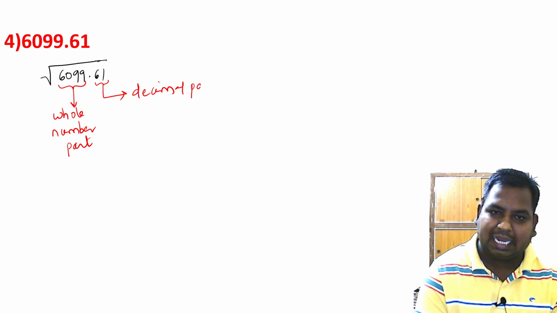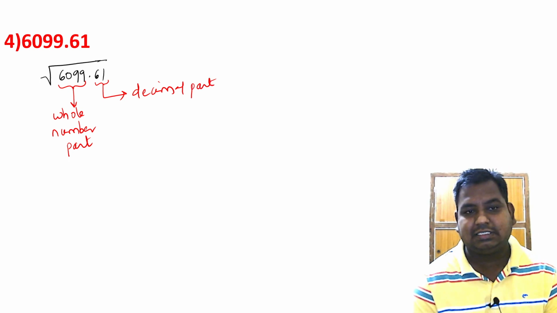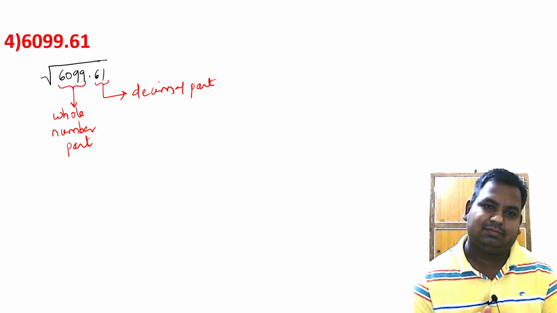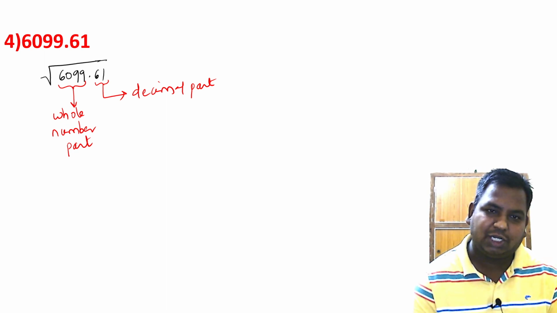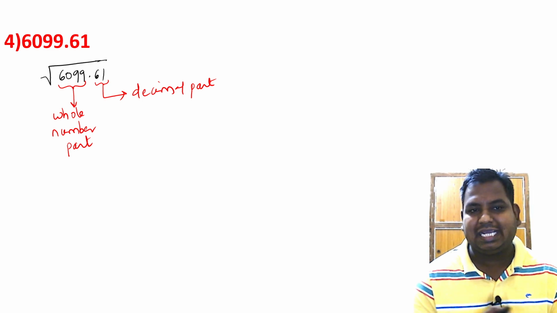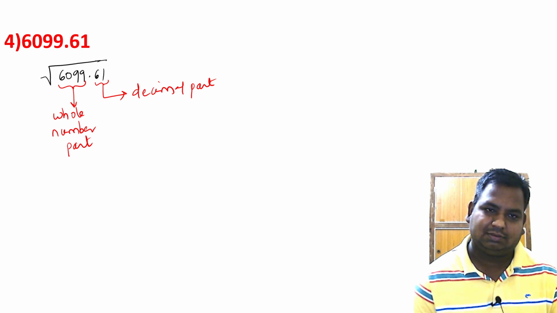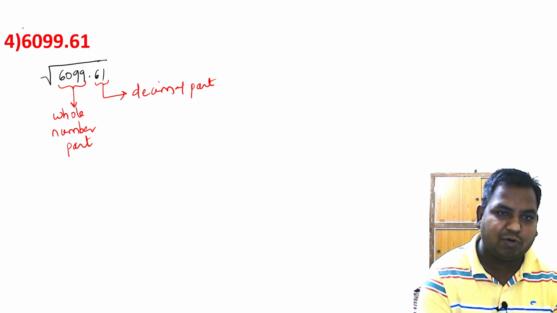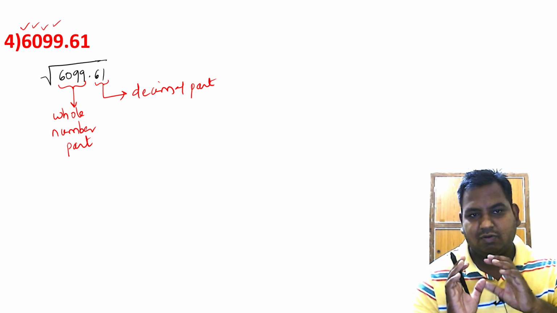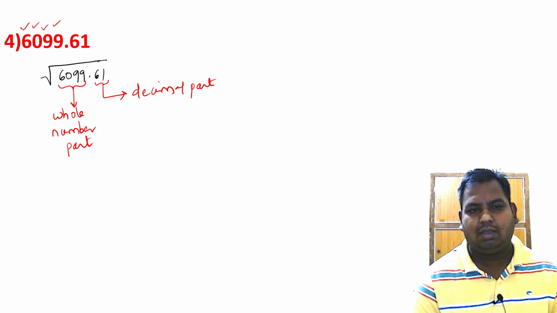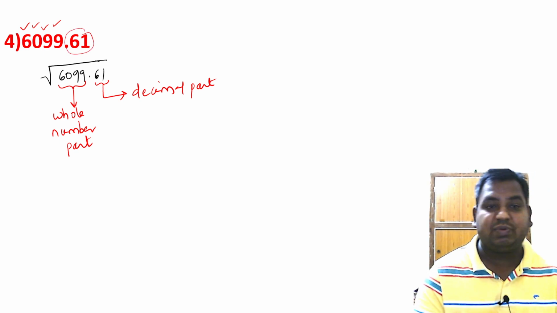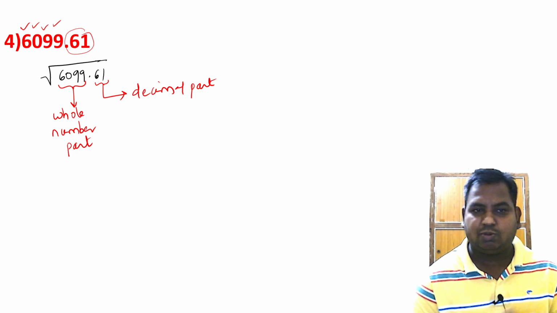Now you should take one care here. You have to see that you have even number of digits in the whole number part and even number of digits in the decimal part. Did you get me? For example, see here we have 4 digits, 1, 2, 3, 4. So no problem. We have 4 digits in the whole number part, we have 2 digits in the decimal part. So we have even number of digits here. There is no problem here.